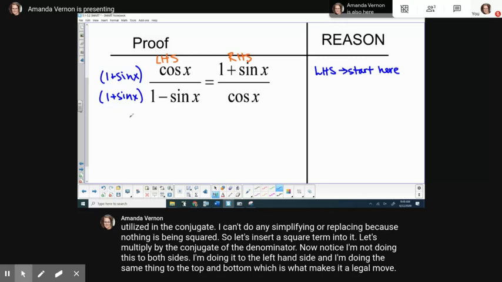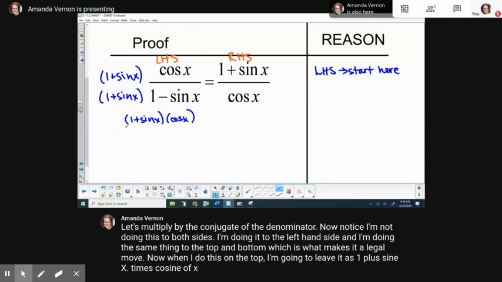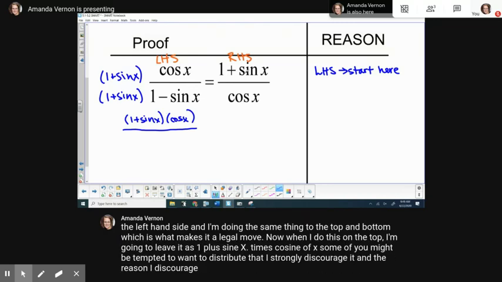Now, when I do this on the top, I'm going to leave it as 1 plus sine x times cosine of x. Some of you might be tempted to want to distribute that. I strongly discourage it, and the reason I discourage it is because I want to be left with a 1 plus sine x on the top.